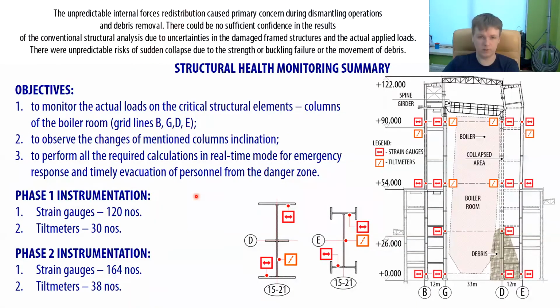The unpredictable internal force distribution caused primary concern during dismantling operations and debris removal. There could not be sufficient confidence in the results of the conventional structural analysis due to uncertainties in the damaged frame structures and the actual applied loads. There were unpredictable risks of sudden collapse due to the strength or buckling failure or the movement of debris.